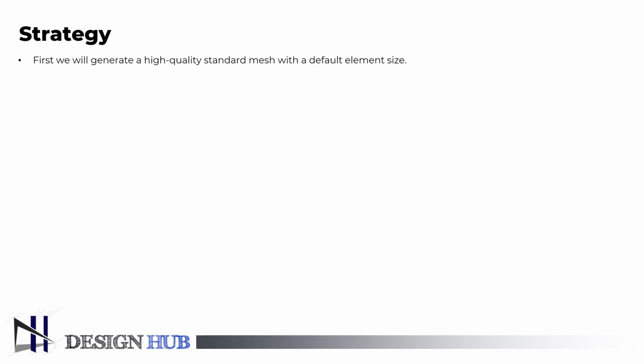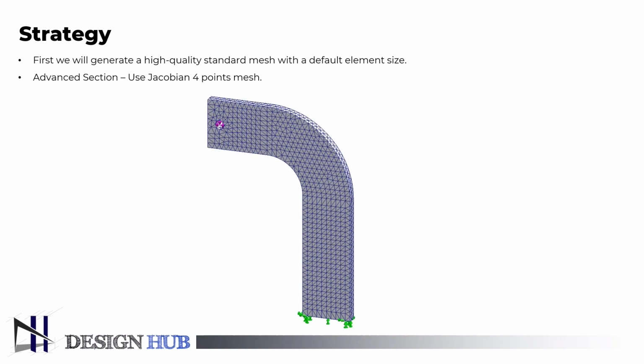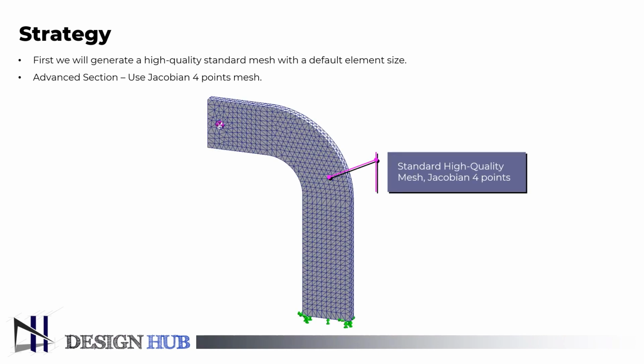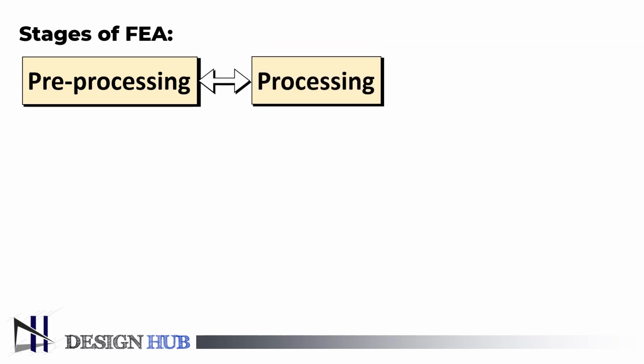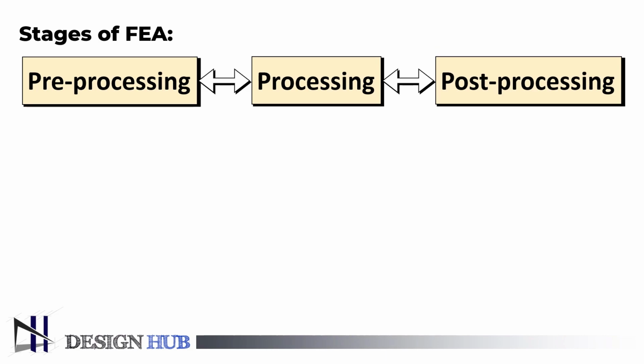Now, the strategy for this problem will be generating a high-quality standard mesh with default mesh density. Also, we will be using a Jacobian 4-points mesh. Now, let's see about the stages of finite element analysis. The basic method of finite element analysis can be divided into three stages. Pre-processing for modeling data preparation, processing for equation construction and solution, and post-processing for analysis result visualization.